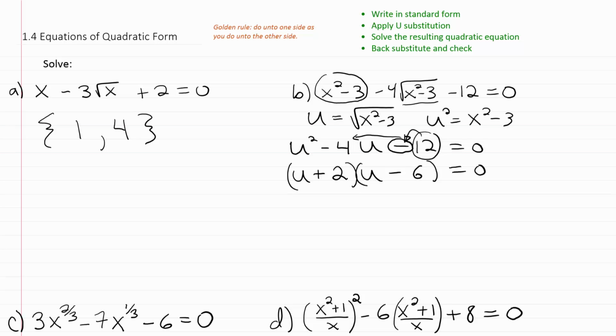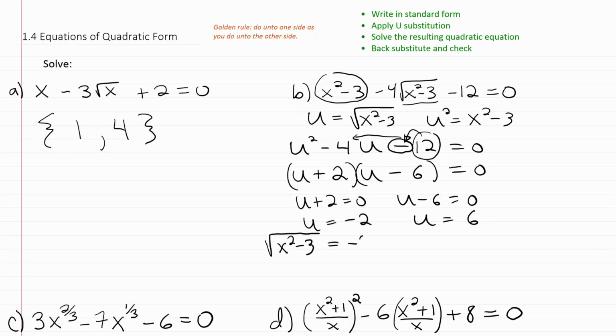Let's go ahead and use the zero factor property. So we can say u plus 2 is equal to 0 and u minus 6 is equal to 0. So that'll give us u is equal to negative 2. And finally, u is equal to positive 6. All right, but don't forget we have to back substitute, right? So we know that u is actually equal to the square root of x squared minus 3. And that'll be equal to negative 2 for the first equation. And the square root of x squared minus 3 will be equal to 6 in the second equation.